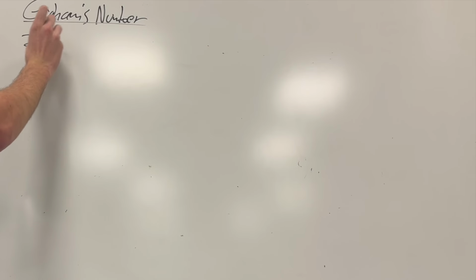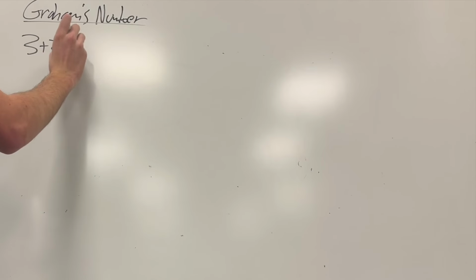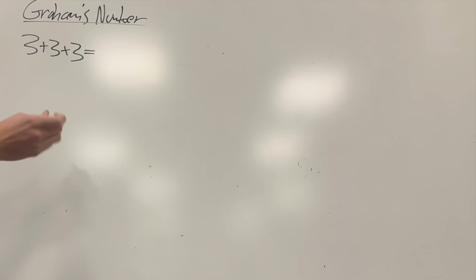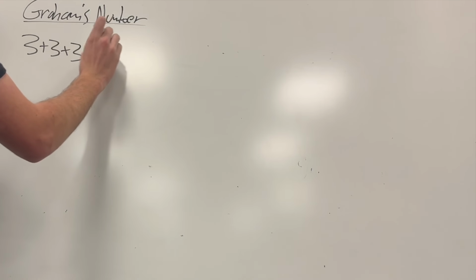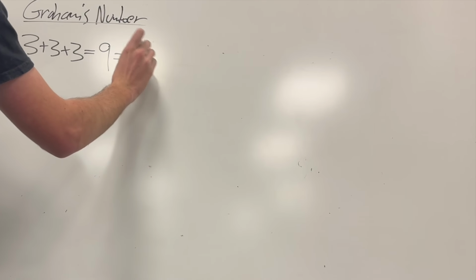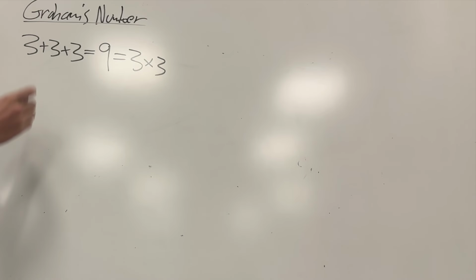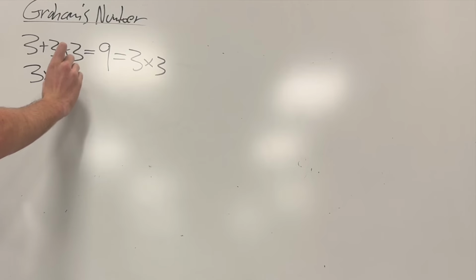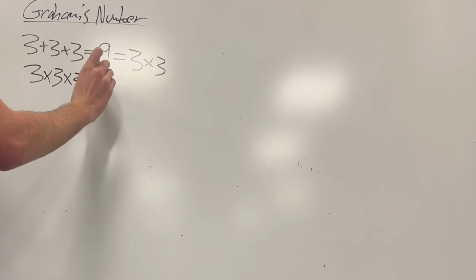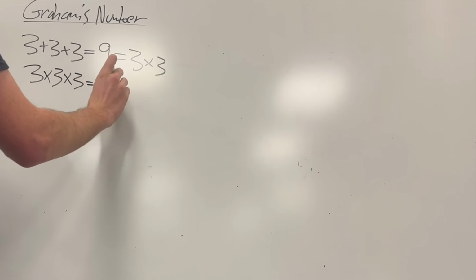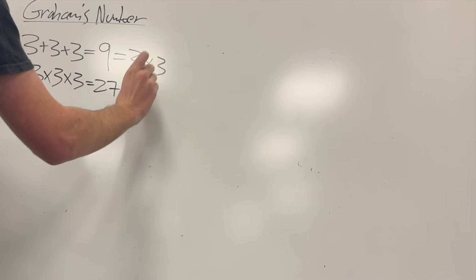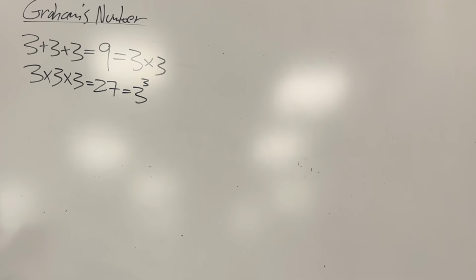So first let's get over some notation stuff. So 3 plus 3 plus 3. What is that? Well, it's just 9. That's easy. But we can also write it like 3 times 3, just like that. Let's take this a little bit further. What is 3 times 3 times 3? Well, that's 27. Also pretty easy. And we can write that as 3 cubed, 3 to the 3.